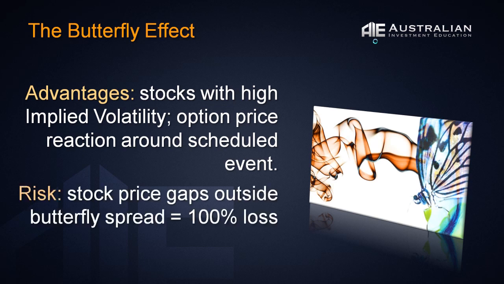As with all strategies, there are risks. The risk of this strategy is that the stock price will gap, and it will gap outside of the spread of the butterfly. Now that will typically result in a 100% loss. However, if we have a sharp decline in the implied volatility, we can usually find a price discrepancy where we can minimize that loss of the position. And that is part of our goal as well, in managing the position if the stock price gaps further than anticipated.